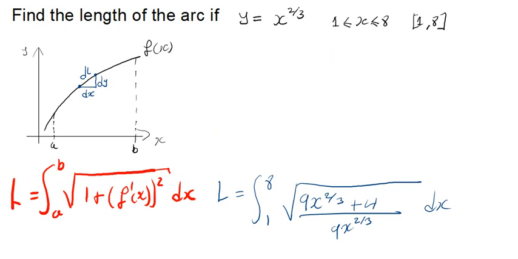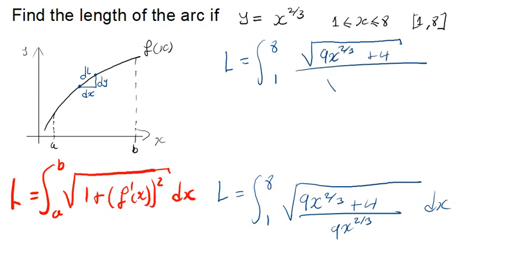So what you observe is that this can be written as L equals the integral from 1 to 8. On the numerator I'll write it as a separate root compared to the denominator. I'll have the square root of 9x to the power 2/3 plus 4, divided by the square root of 9x to the power 2/3, and we have dx there.